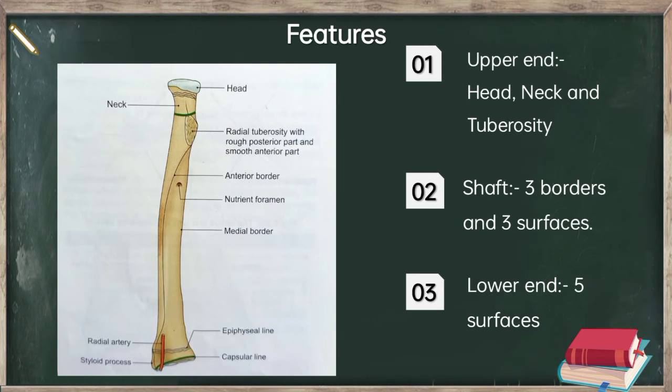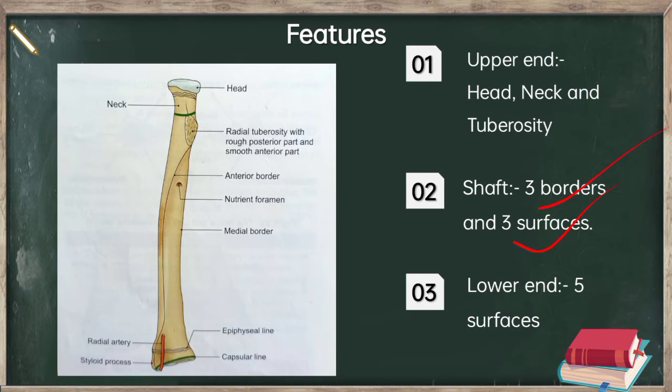Alright. Moving further now to the three surfaces. We saw the three borders, now three surfaces. The first surface is anterior surface. It lies between the anterior and interosseous border. This is the anterior border and interosseous, which is medial. So this area is the anterior surface. This is the nutrient foramen. It opens in the upper part and is directed upwards. The nutrient artery is a branch of anterior interosseous artery.